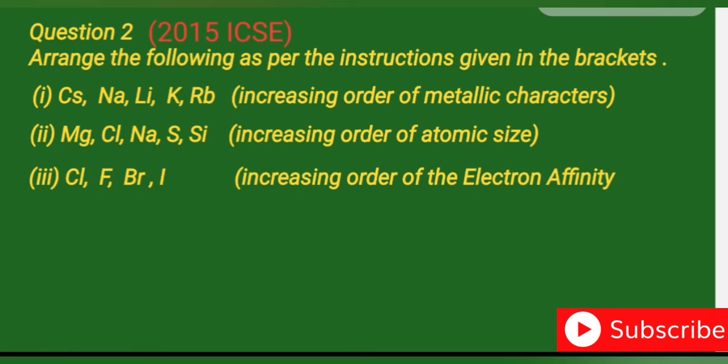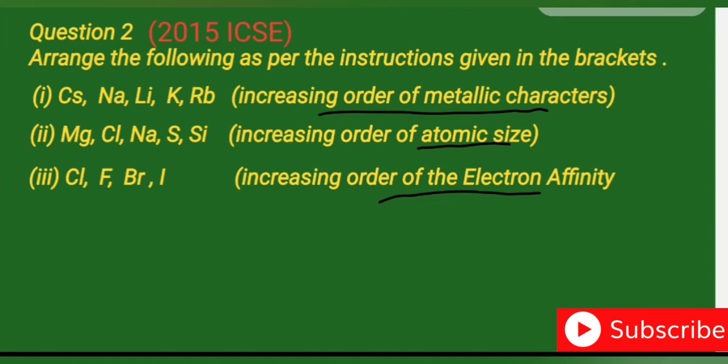Now, let's go for the next question. That is a question from the 2015 ICSE board. Arrange the following as per the instruction given in the bracket. First bit: cesium, sodium, lithium, potassium, rubidium, in increasing order of metallic character. Magnesium, chlorine, sodium, sulfur, silicon, in increasing order of atomic size. Chlorine, fluorine, bromine, iodine, in increasing order of electron affinity.